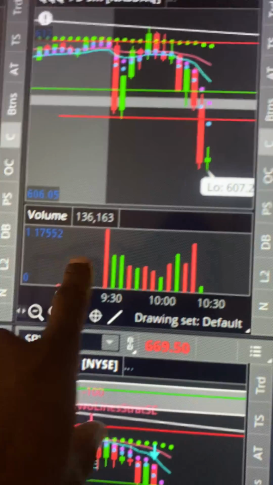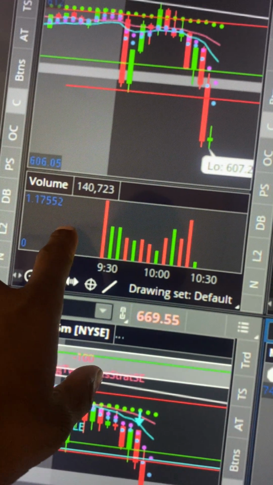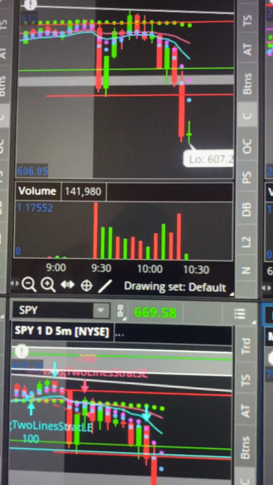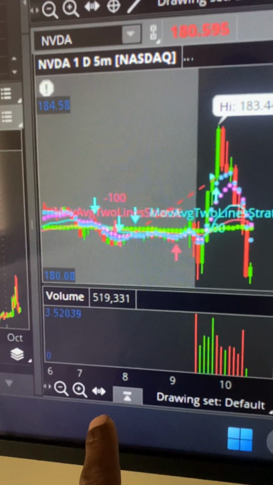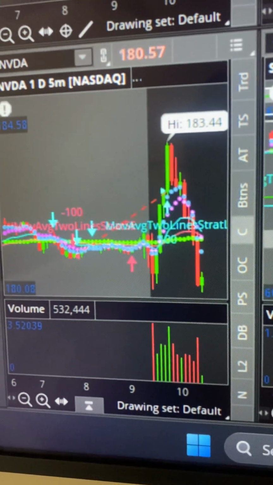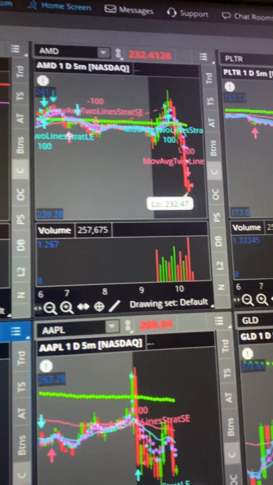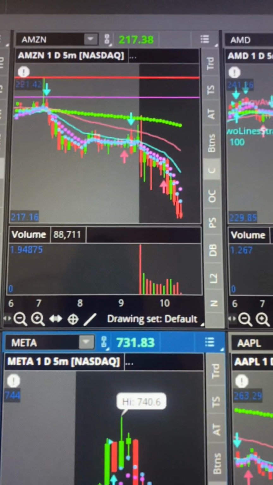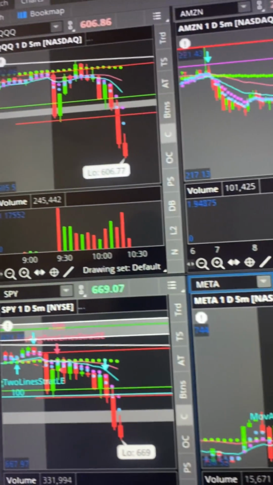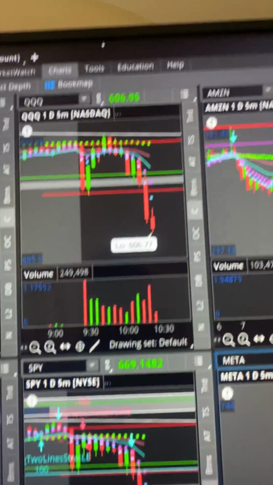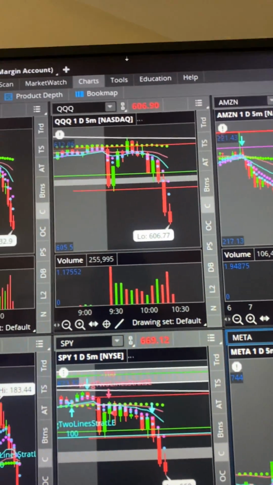So volume, 140. Let's see, compared to the other volume: NVIDIA 530, Amazon 86,000, AMD 330,000. So yeah, it looks like it's still dropping.